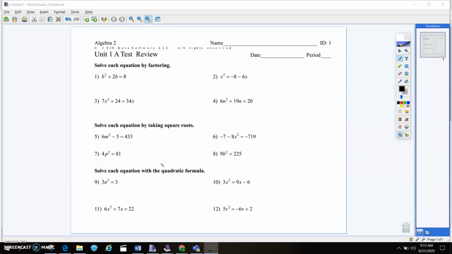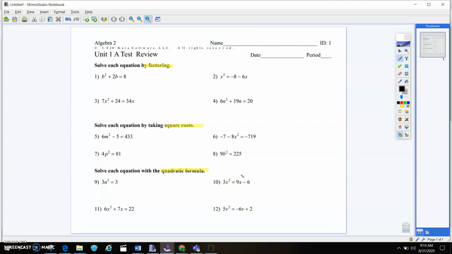Hey, Algebra 2. So what we're going to do today is work on our test review. The 4 different methods that you have to make sure you know are factoring, solving by square roots, quadratic formula, and completing the square. These are the 3 that I'm going to go over because these are the 3 that you're normally going to use.